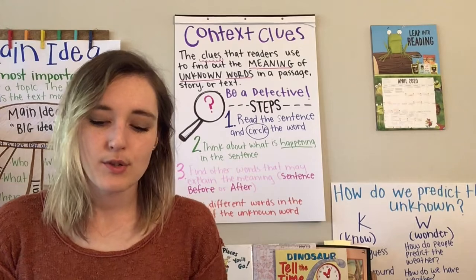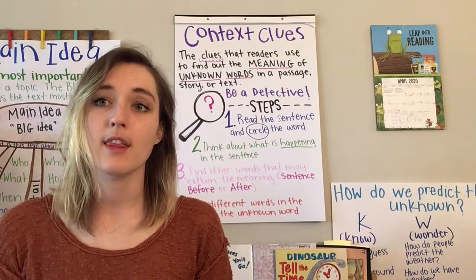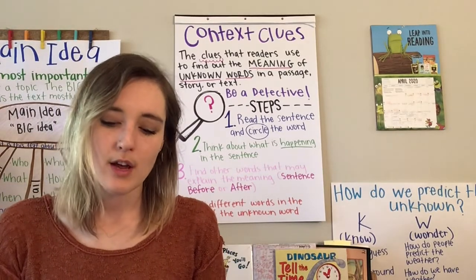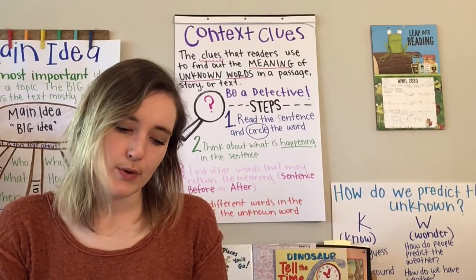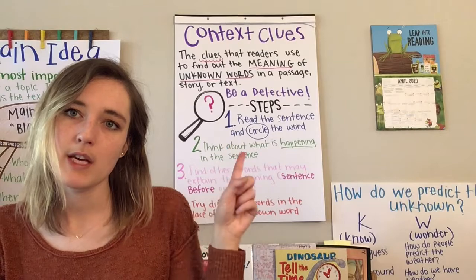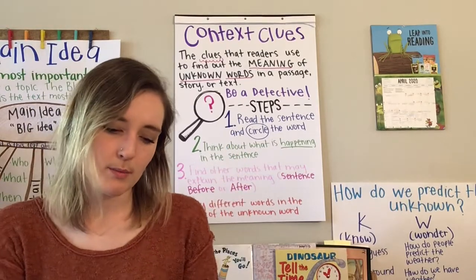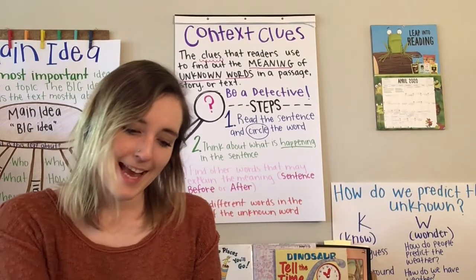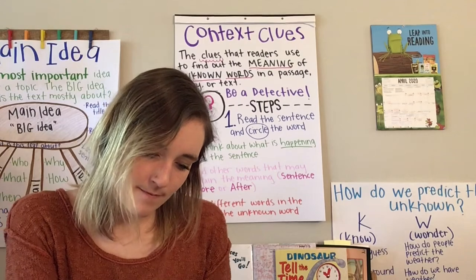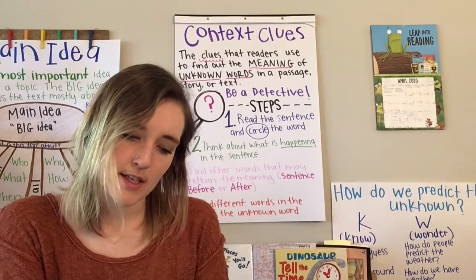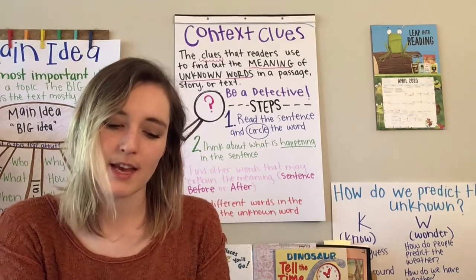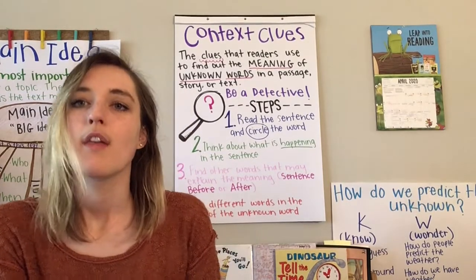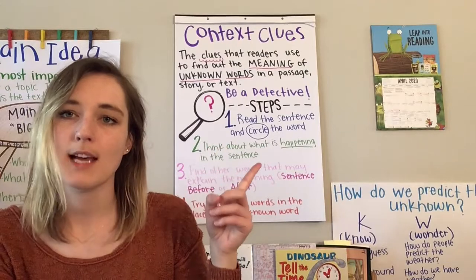Okay, we are going to do the 4th word together, and then I'm going to have you do the last one on your own. So our next word is the word temperature. So step 1, number 1, read the sentence and circle the word. So I'm looking for the word temperature, and I found it. And now I'm going to read the sentence. It says, they measure air temperature, which is how hot or cold something is. So think about what is step number 2. Think about what is happening in that sentence.